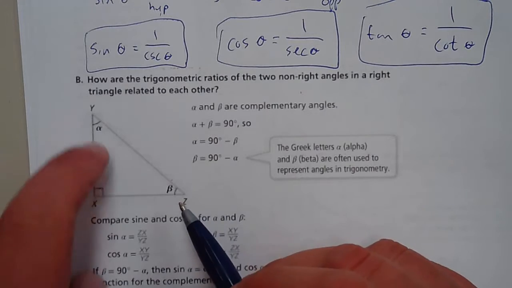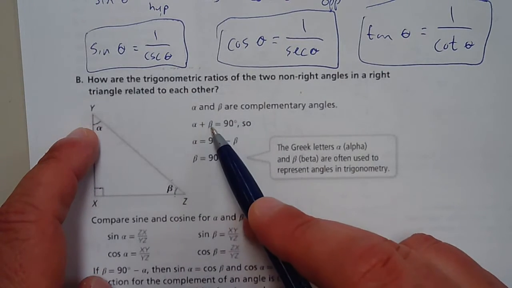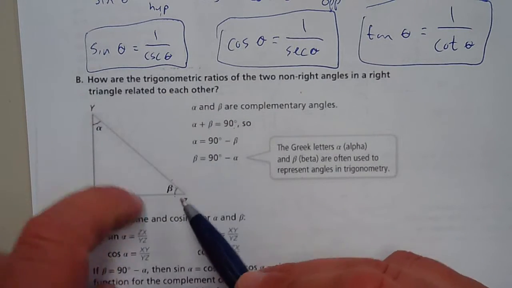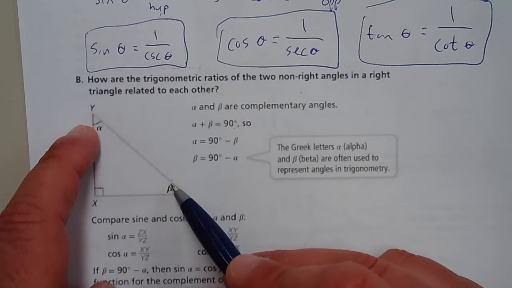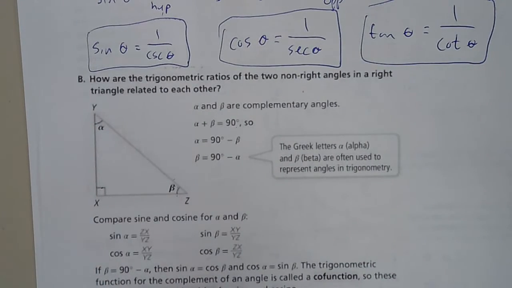So they actually define these as what they call alpha and beta. So A and B, alpha, beta. We know those add up to 90. And they are complements of each other. So alpha is equal to 90 minus beta. So whatever this is, if it was 70 degrees, you'd subtract from 90 and you know alpha was 20, so on and so forth. So they're complementary to each other.